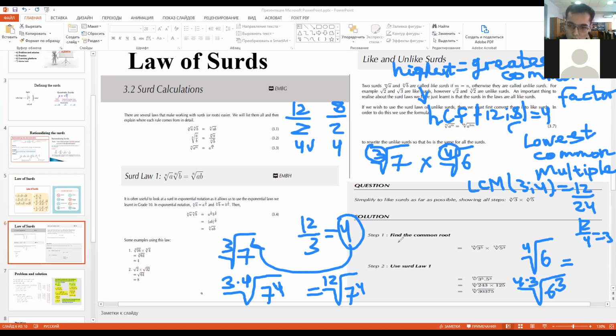Here you're finding the common roots, using the third law. You can find this law about this. For example, you can multiply the degree by the same number and the exponent in the radicand as well. This is the formula. Here you can see.